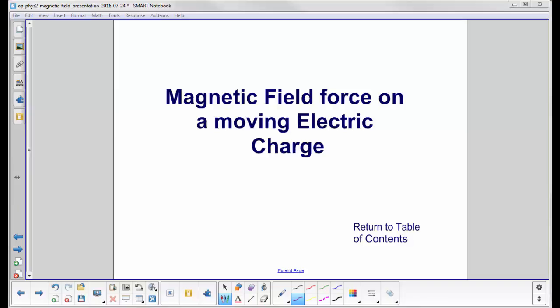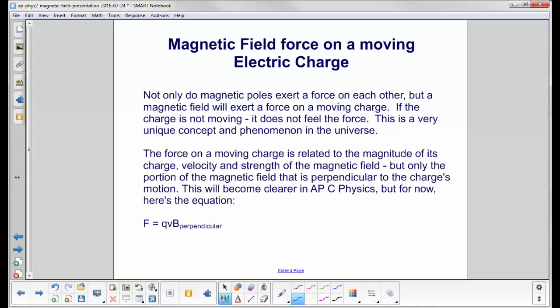Magnetic field force on a moving electric charge. Not only do magnetic poles exert a force on each other, but a magnetic field will exert a force on a moving charge. If the charge is not moving, it does not feel a force. This is a very unique concept and phenomenon in the universe.